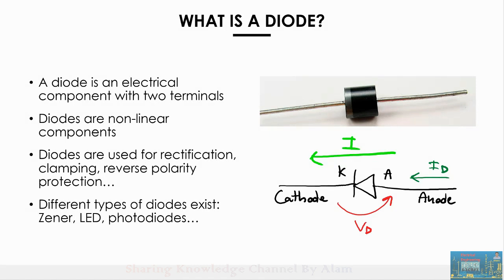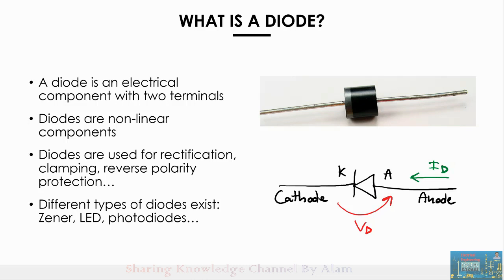Given that diodes are not symmetric components, it's important for the designer to be able to distinguish between the cathode and the anode. Diodes come in different packages and different sizes, so depending on the package, the manufacturer will find a different way to help the designer distinguish between the two terminals. In the case represented in this slide, this is a pretty big through-hole diode, and the way the cathode is indicated is by means of this gray band. On the image, I also indicated a current with ID and the voltage with VT.